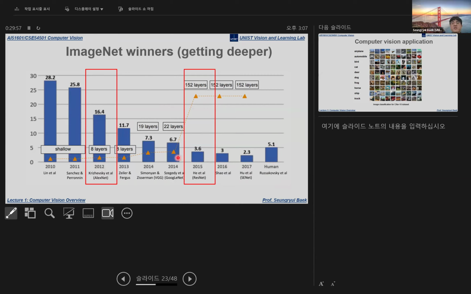But in the year 2015, using the ResNet architecture, the error rate became less than 4%. It means it became better than human performance in image classification tasks. Okay, are you guys following this? So in the red box, these are two significant events we have to remember as a student who is studying AI.